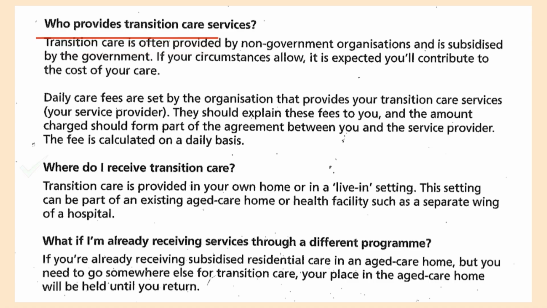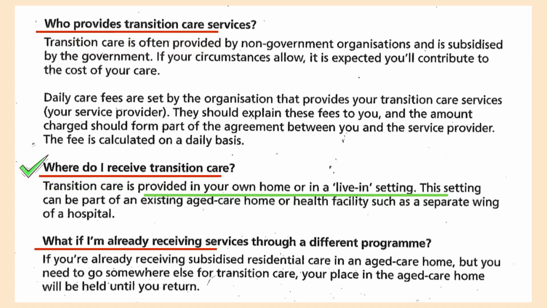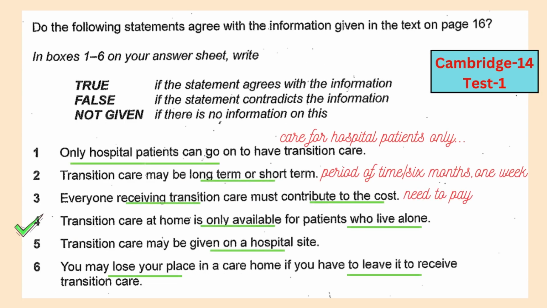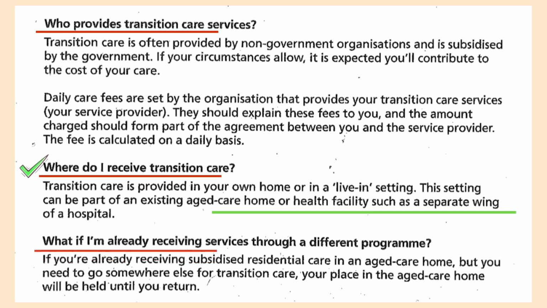So in this paragraph, where do I receive transition care? Transition care is provided in your own home or in a live-in setting. So we get the information about statement number 4, but there is nothing they are talking about if you are living alone. So the answer will be not given. The fourth statement answer will be not given. Now we need to understand transition care may be given on the hospital site. So the next sentence, this setting can be a part of an existing aged care home. This setting, there is something hospital site, we get the idea, or health facility such as a separate wing of the hospital. So this option is true.